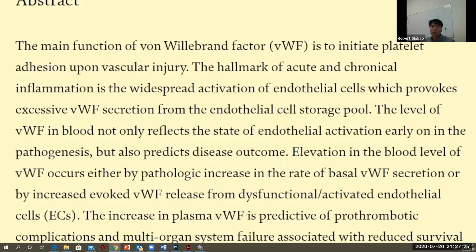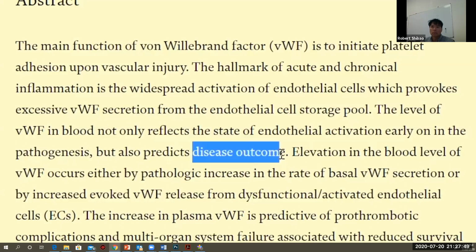The hallmark of acute and chronic inflammation is the widespread activation of endothelial cells, which provokes excessive von Willebrand factor secretion from the endothelial storage cell pool. The level of von Willebrand factor in blood not only reflects the state of endothelial activation early on in the pathogenesis, but also predicts disease outcome.